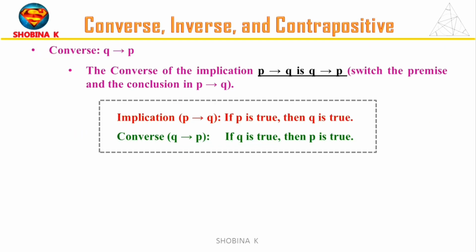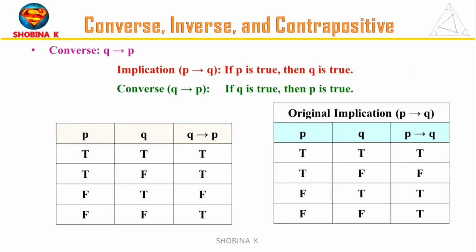The converse is the reverse of an implication. That is, the converse statement switches the position of the original premise P and the conclusion Q. To be simple, in implication, if P is true, then Q is also true. Whereas in converse, if Q is true, then P is true. So the converse simply reverses the direction of the original statement.